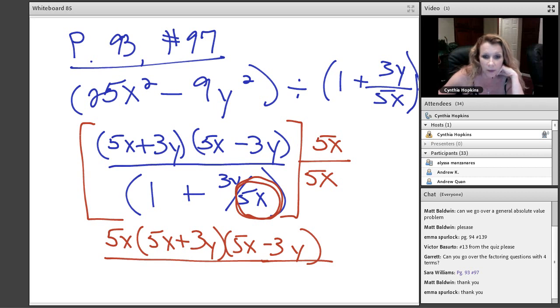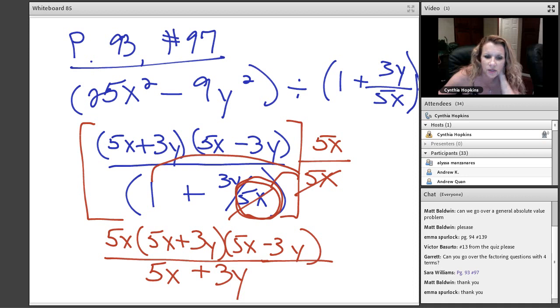Okay, now for my denominator, since there are two terms, I have to distribute the 5x to the first term and to the second term. So for the first term, when I multiply the 1 times 5x, I get 5x, then I have a plus sign. And then when I multiply 5x times that fraction, doesn't the 5x cancel with the 5x? That was the whole point of doing that. So I get plus 3y.